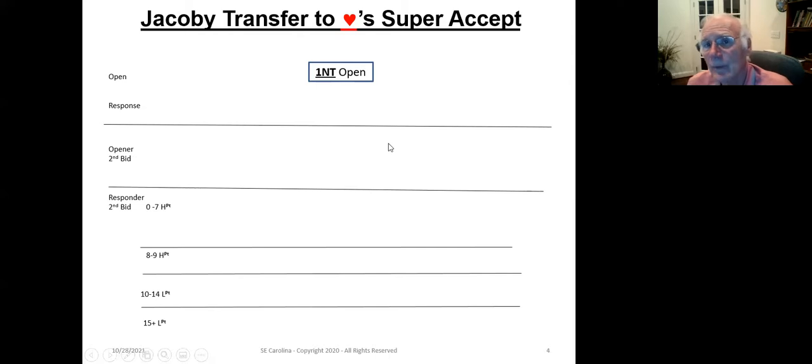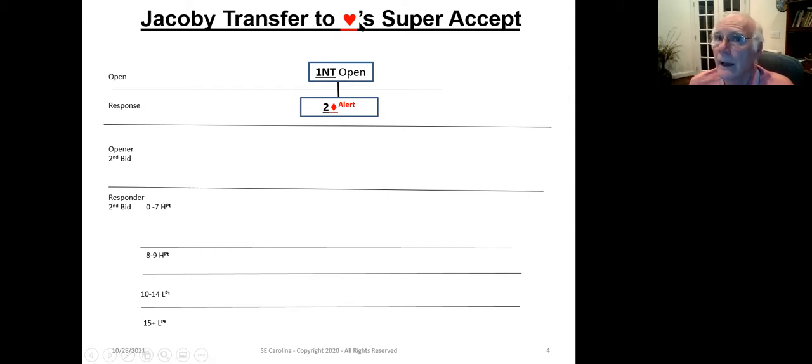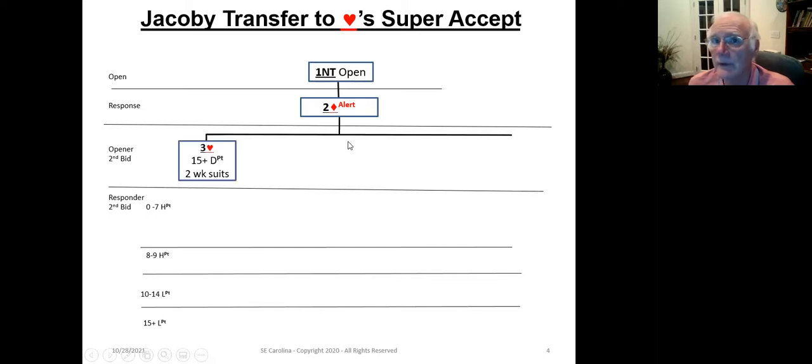Let's look at this from a different perspective, okay? And we'll look at it graphically. And in this one, we're going to assume the responder has 5 hearts, and that we open 1 no trump. Our partner has 5 hearts and initiates the Jacoby transfer by bidding 2 diamonds to hearts.